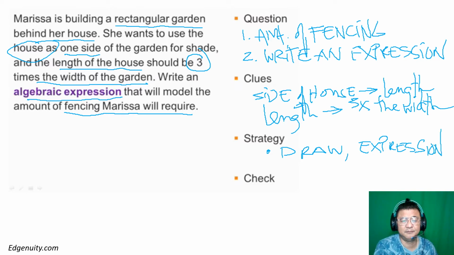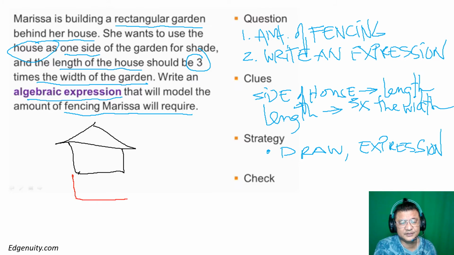Okay, so let's make some drawing now. This is the house. Okay, behind the house, you will need a fence over here, a fence over there, and a fence over there. Okay, so 3 fences. But this part is the width. The shorter one is the width. That is also a width. So I write W, right? W stands for width. Take note, W stands for width. Okay, what else? So this is the length. The longer side is the length.